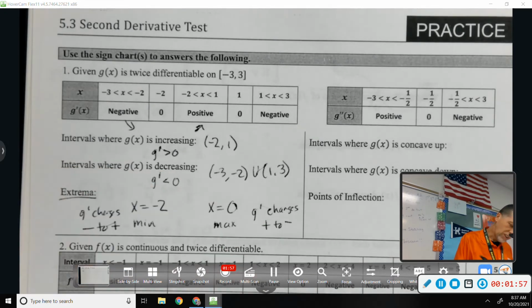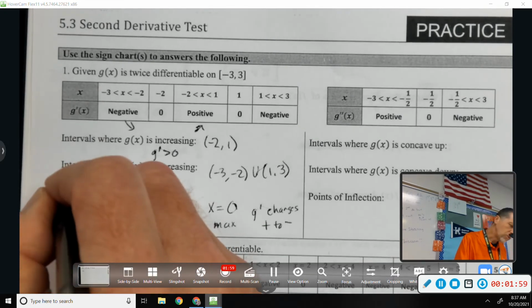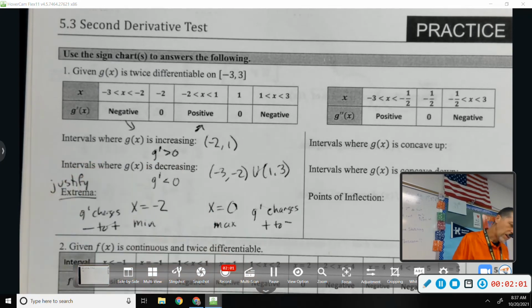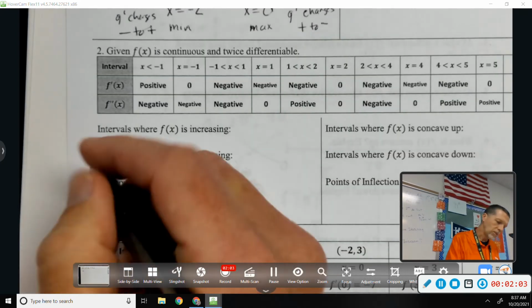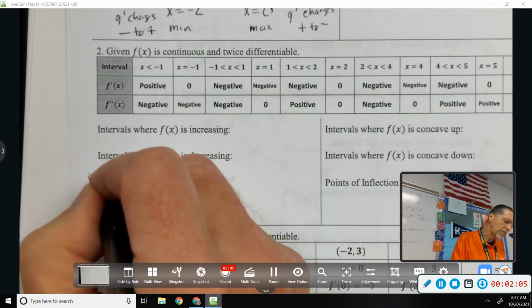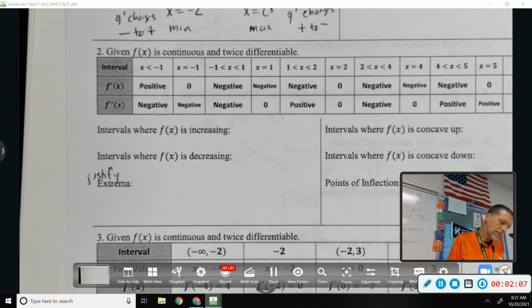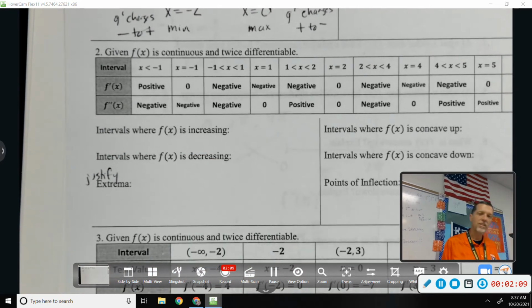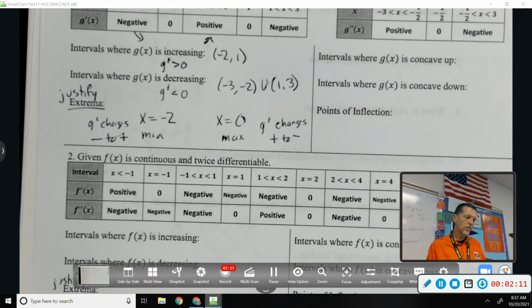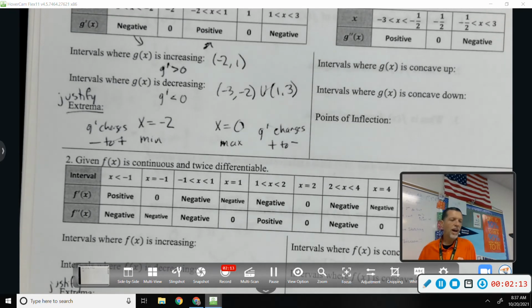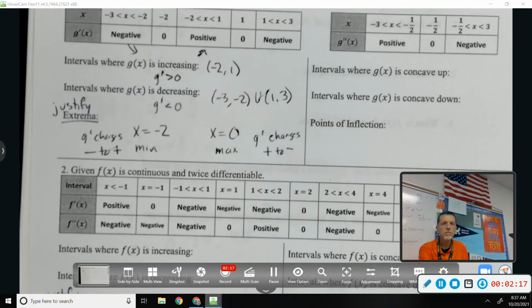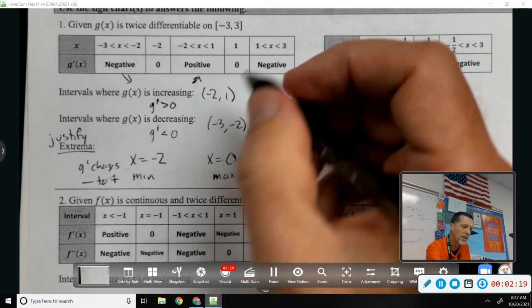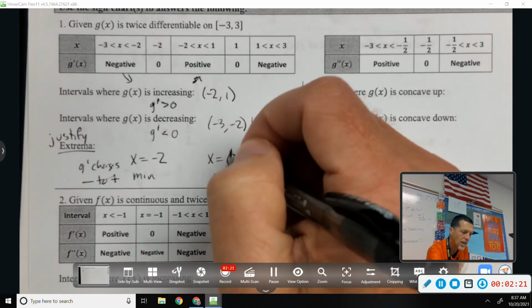I want you, it doesn't ask you to, but I want you to justify all of the extrema. So that's only 3 times. And your justify is going to be the same every time. F prime changes positive to negative or negative to positive. So for all the extrema, I want you to justify. Would the max be x equals 1? Oh, yeah, I'm sorry. Yeah, x equals 1.